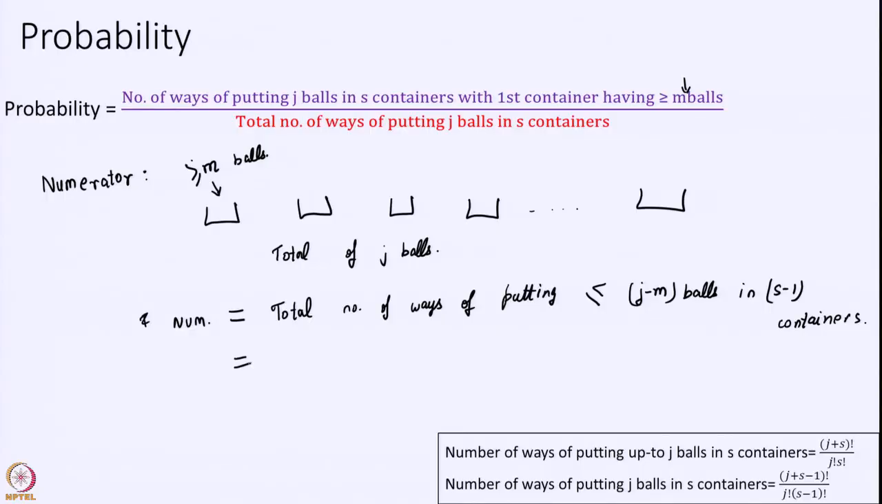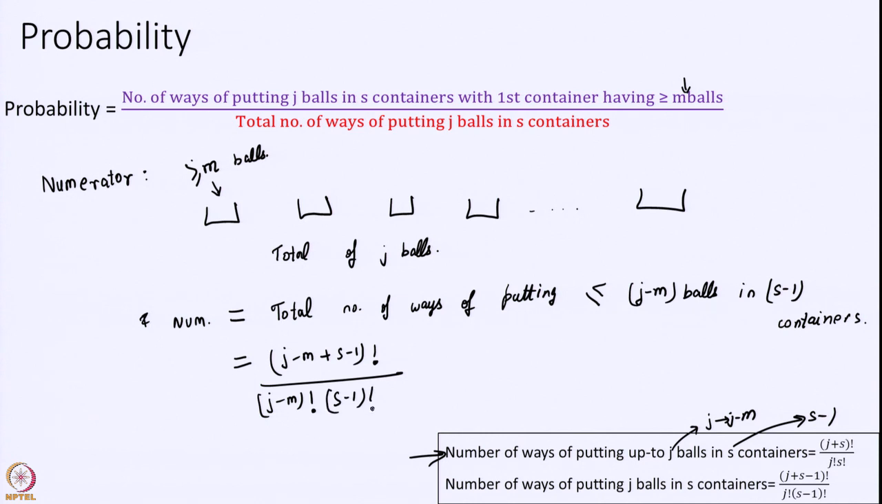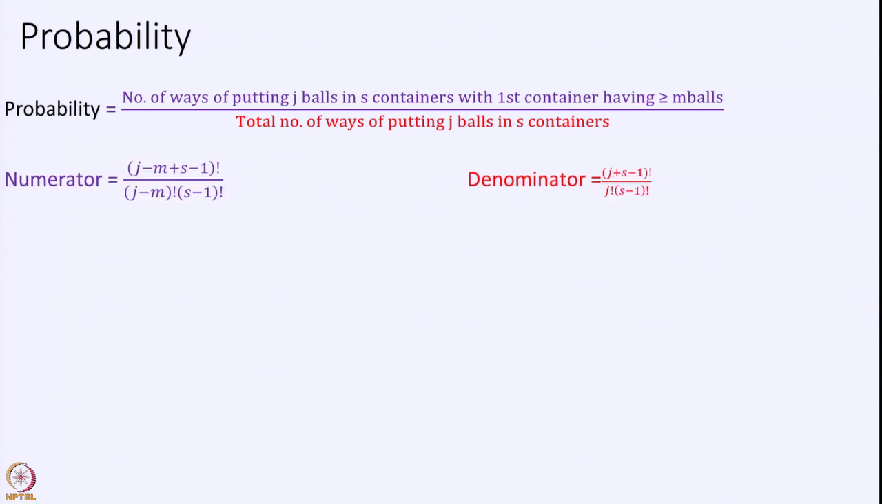So this is the earlier expression with J replaced with J minus m and S replaced with S minus 1. So I get J minus m plus S minus 1 factorial divided by J minus m factorial times S minus 1 factorial. Okay. So, now I have the numerator and I have the denominator. So, I will find the probability now as the division of the two.